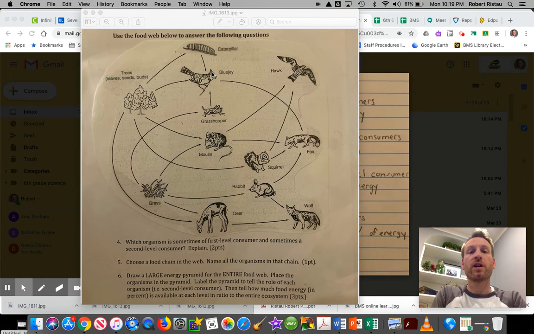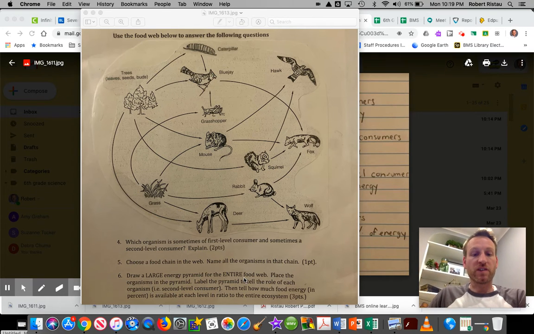It was 3 points. Many of you got 2 out of 3. Very few of you got all 3 points. And then some of you got 1 out of 3, depending. So let's start with what the prompt was, because this is where some of you lost points. Right off the bat, you had to draw a pyramid for this entire food web, and then you needed to label the role of each organism level. In other words, it needed to state on there if it was producer, first level, second level, third level, okay? So that had to be labeled on there.